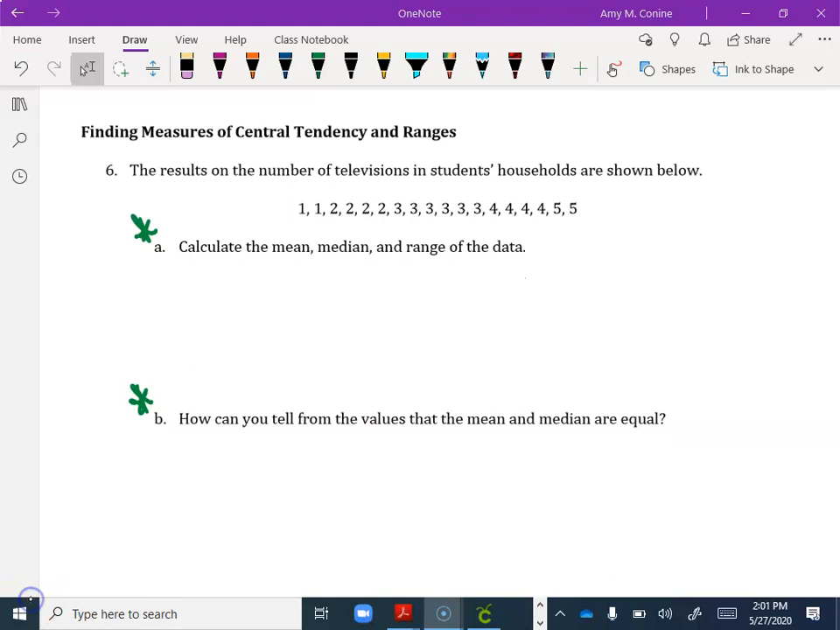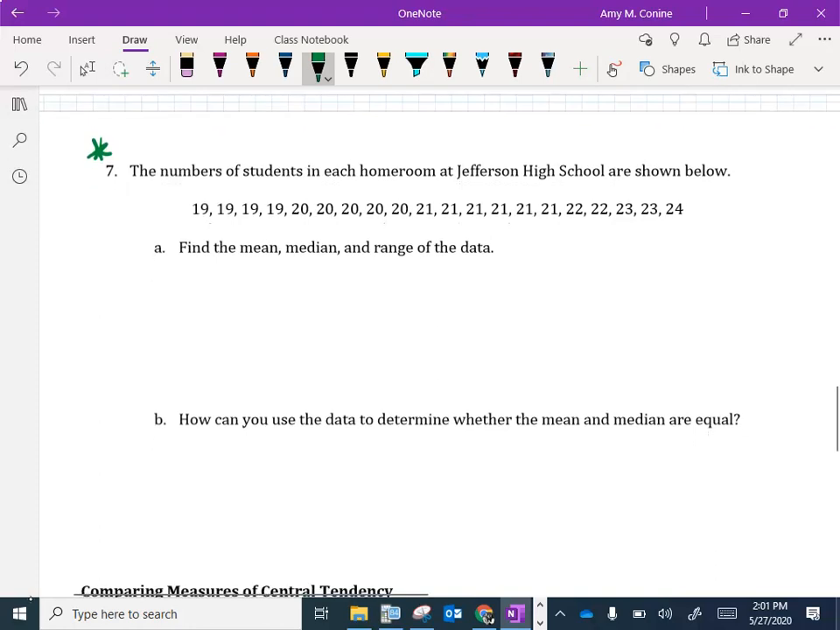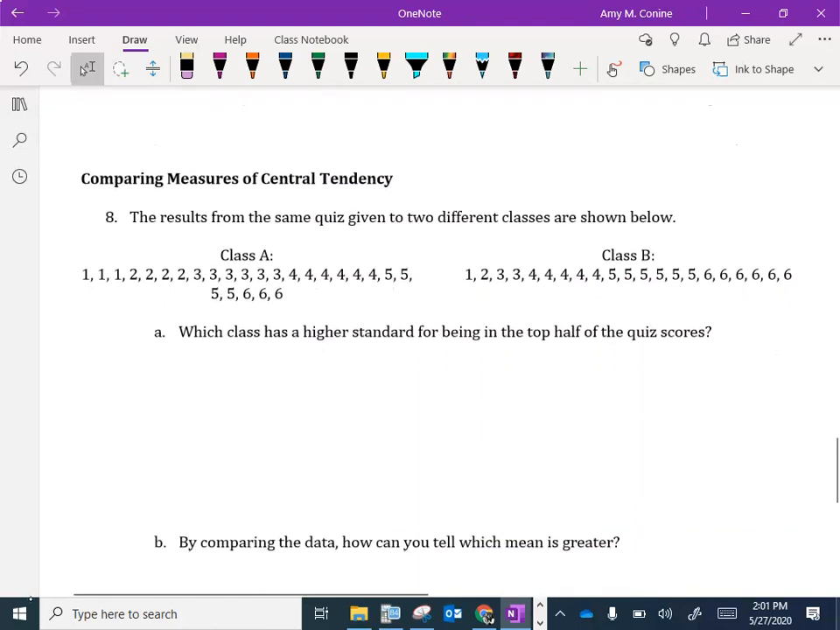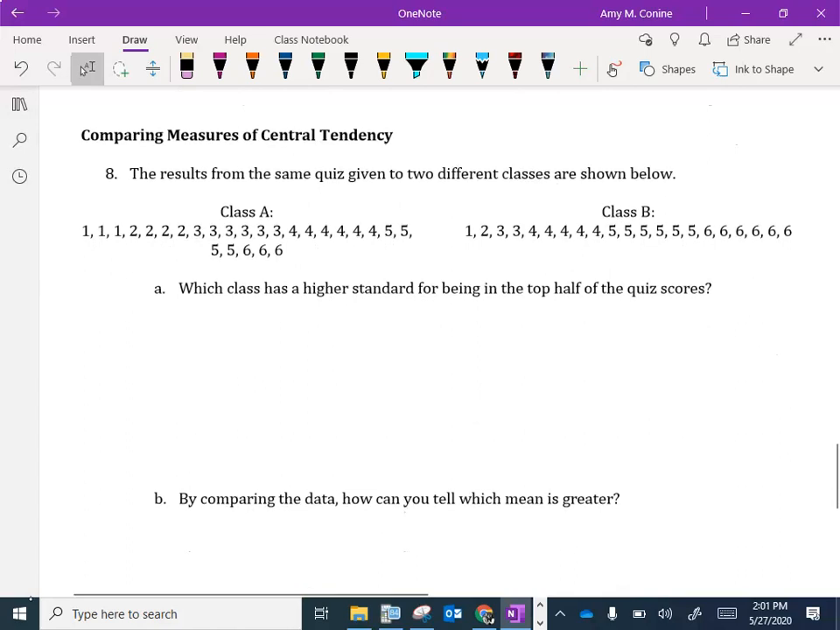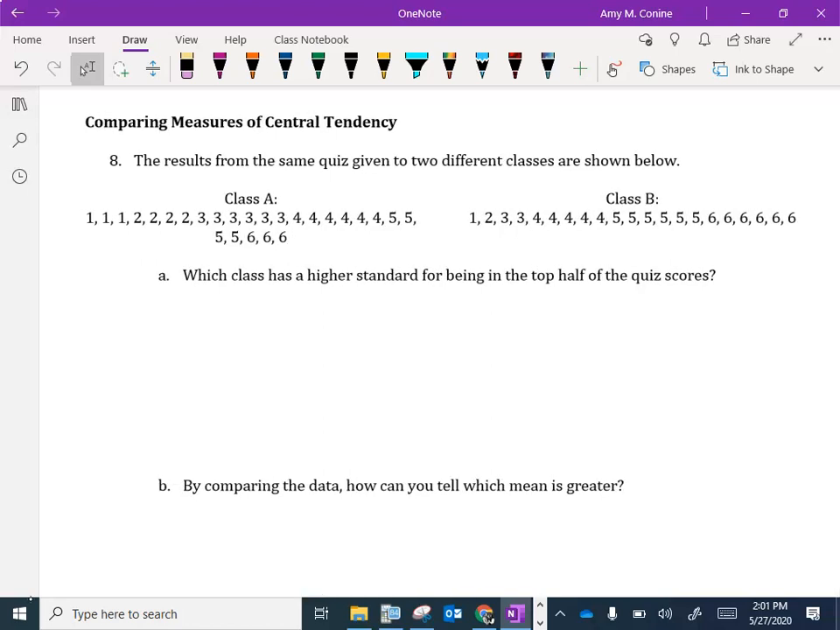Okay? And then looking ahead here, number 7 is the same. So I'm going to have you do 7 on your own. Okay, so make sure you answer those questions. And then 8, the results from the same quiz given to 2 different classes are shown below. Which class has a higher standard for being in the top half of the quiz scores? By comparing the data, how can you tell which mean is greater? I want you to do this one on your own as well.